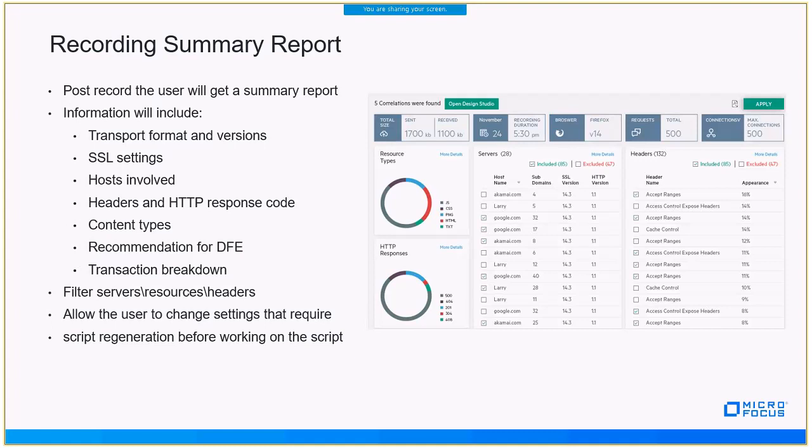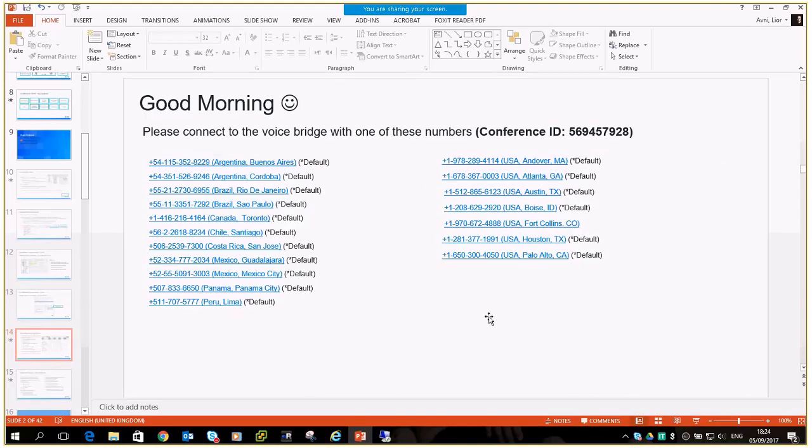In the recording summary report, you will receive a list of these third-party domains as they were captured during the recording phase. And with a simple uncheck of one domain or multiple domains, you just remove them from the list, regenerate your script, and voila, your script is now clean from these unnecessary calls. Let me show you how it looks in real.